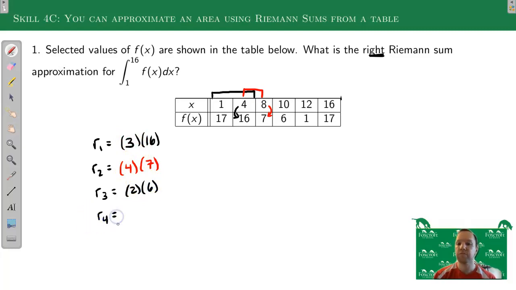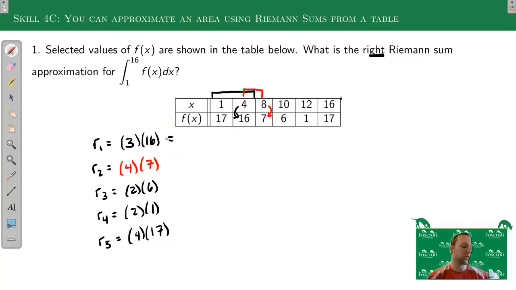Fourth rectangle, 10 to 12 is a width of 2. Plug in the right-hand side, 12, that's 1. And my last rectangle is 12 to 16, a width of 4. Plugging in 16, I get 17.